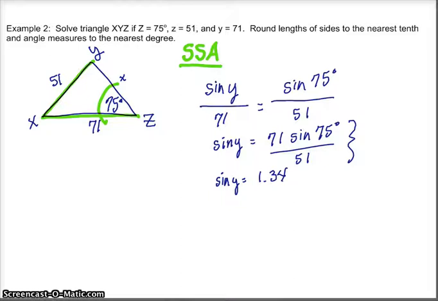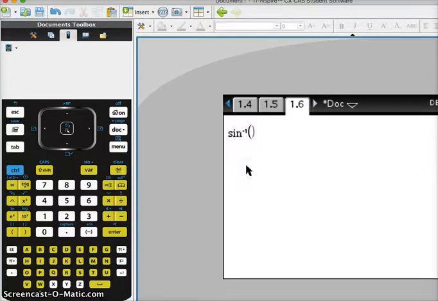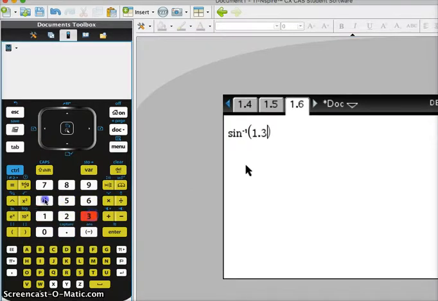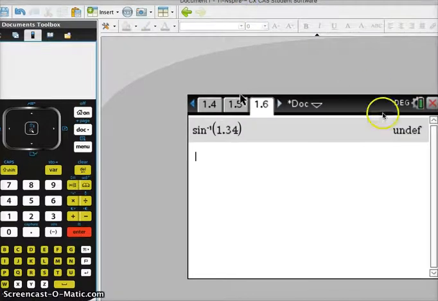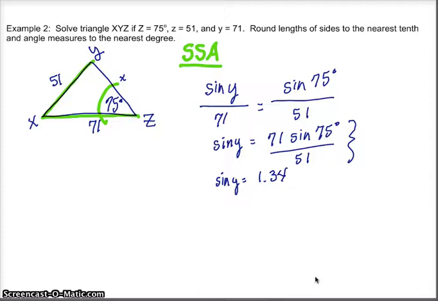Now, we know we're solving for an angle, so let's review how to use your calculator to solve for that angle. Remember, because we're solving for an angle, we will need to use inverse sine of 1.34. And you may notice that you have an undefined value. Let's talk about why you've got an undefined value there. Does this mean you've done something wrong because your calculator gave you an undefined message? No, not in this case.